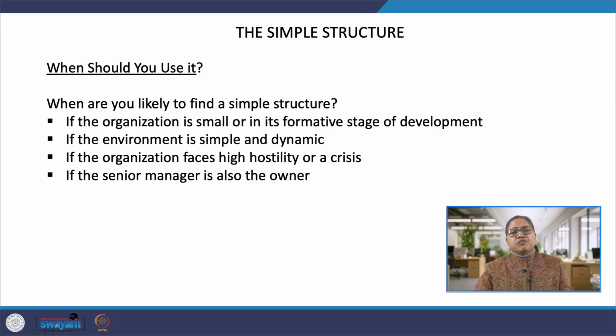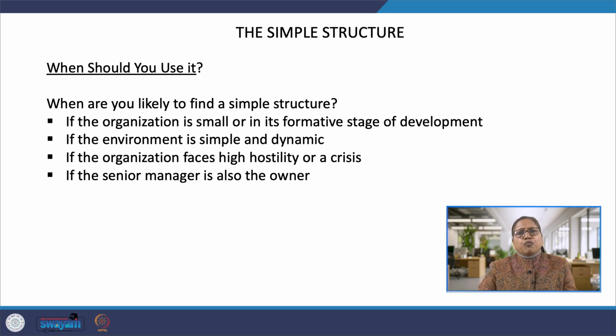When should we use simple structure? We are likely to adopt a simple structure if the organization is small and it is in the formative stage of development, if the organization's environment is simple and dynamic, or if the organization faces high hostility or a crisis. Then the manager can probably take up the issues in order to avoid any ambiguity or confusion or to prevent any further crisis from occurring. If the senior manager is also the owner, in that case also the organization should have a simple structure.